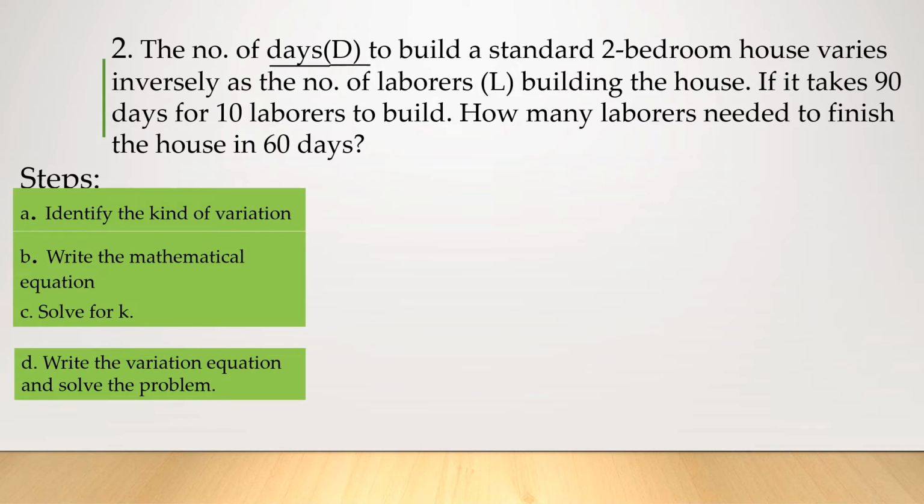We have days, D, and we have laborers, L. If 90 days to finish, you need 10 laborers. Now, what it wants is to lower the number of days. It wants the house finished in 60 days.